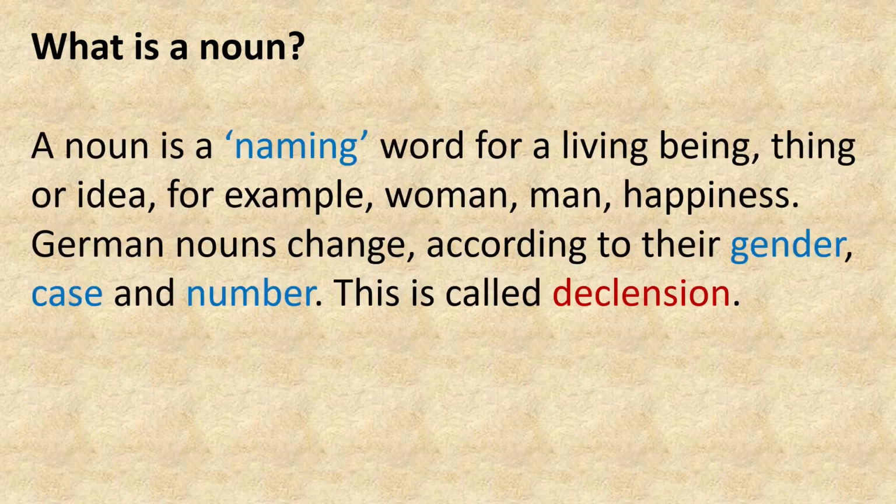What is a noun? A noun is a naming word for a living being, thing or idea. For example, woman, man, happiness. German nouns change according to their gender, case, and number. This is called declension.